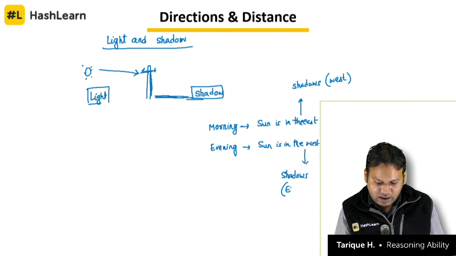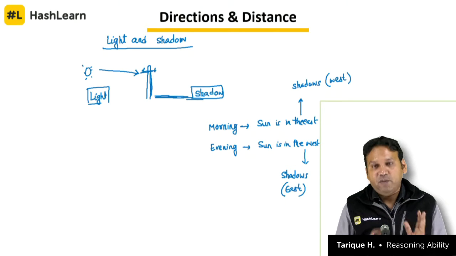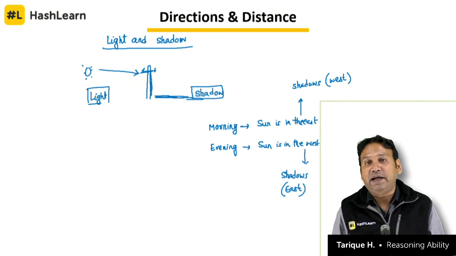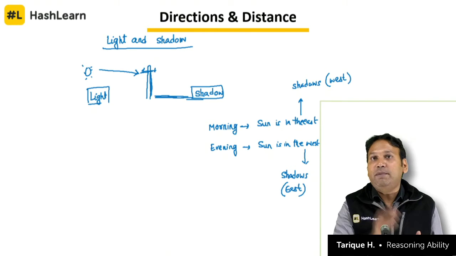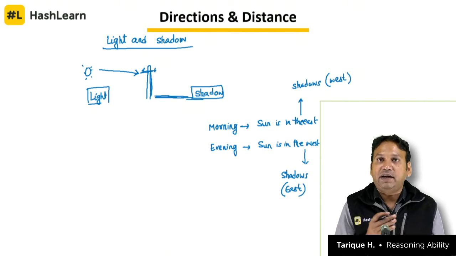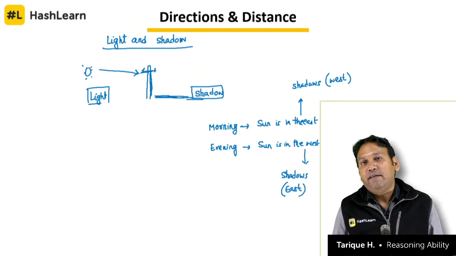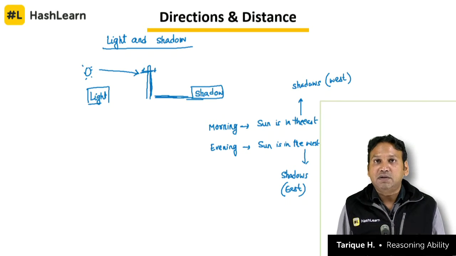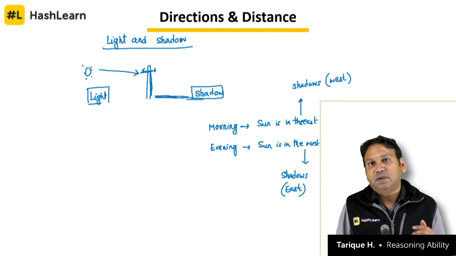Shadows will be towards east. So this is what we are trying to make very clear to you: what is the interplay between light and shadow? If light comes from one direction, shadow will be in the opposite direction. And in the question, if nothing else is mentioned, you have to understand that the light source is the sun. Clear? So in the morning, when the sun is in the east, shadows are towards west. In the evening, sun is in the west, shadows are towards east.